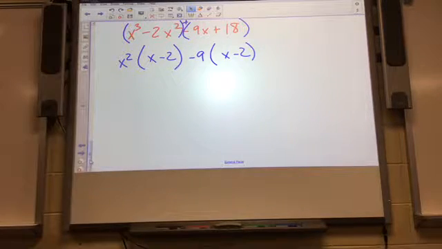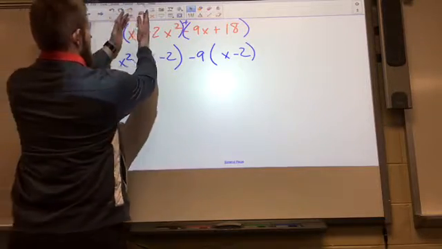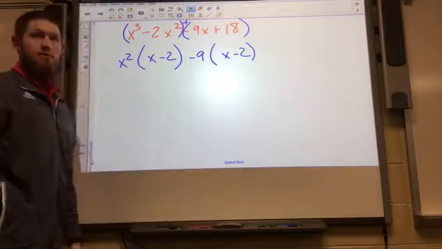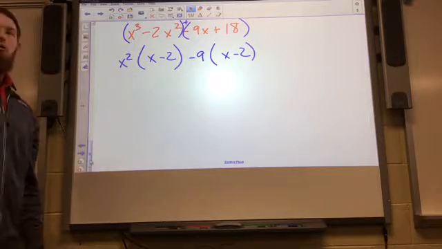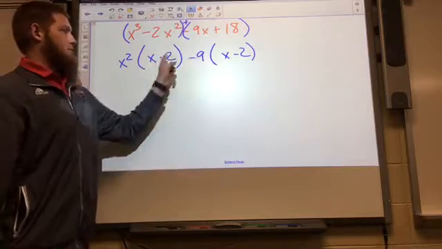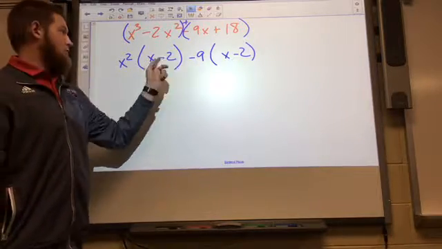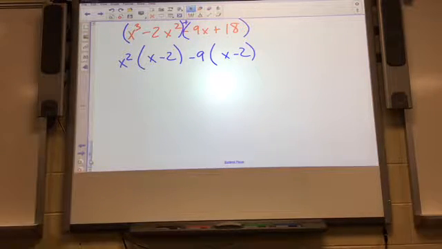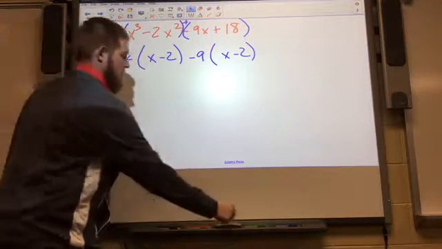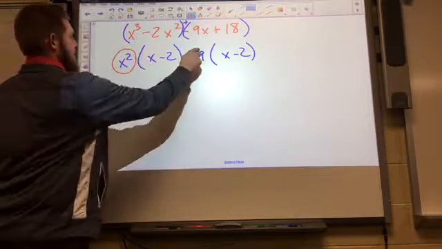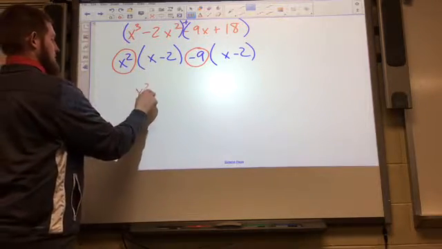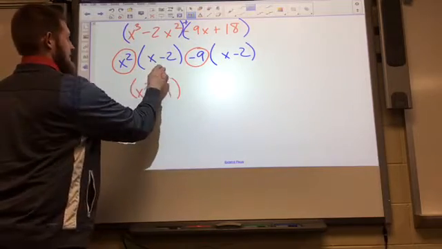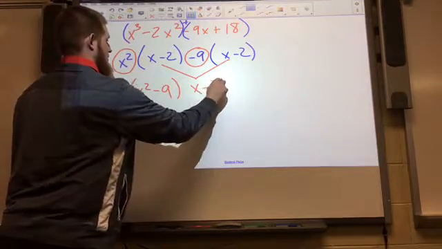You might have to go back and rearrange sometimes depending on what order they wrote it in, and maybe that x cubed needs to go with that negative 9x. You'll know though, because you'll get to this point and this won't come out to be the same. If those are ever not the same, that's a problem. So, for those of us who don't remember, what do we do now? This x squared and this minus 9 go together. And then my x minus 2's combine into 1.